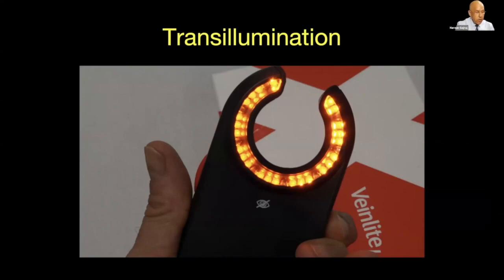Transillumination, Zola has already mentioned that this is the leading brand. It's a horseshoe-shaped device with a ring of bright LEDs. We have red and orange LEDs. The red ones are very good for showing up deoxygenated blood in blood vessels. The orange ones penetrate somewhat deeper, and they allow you to see the vessels deeper and in people with darker skin.